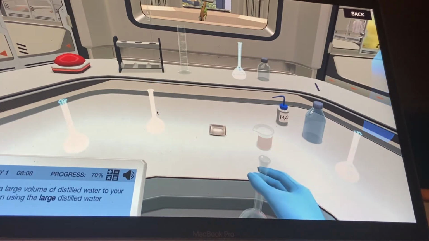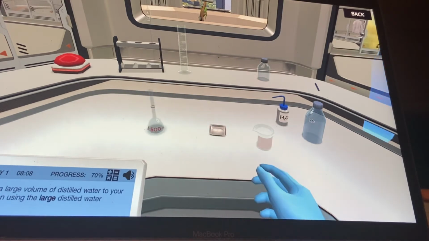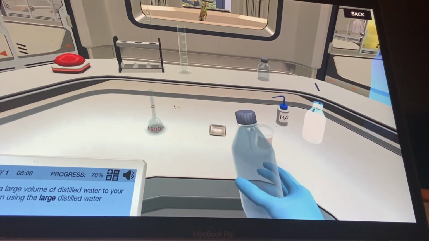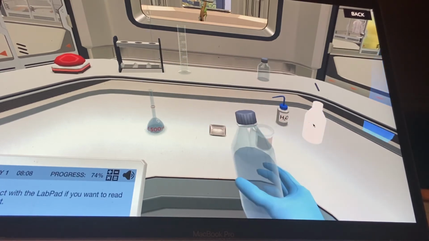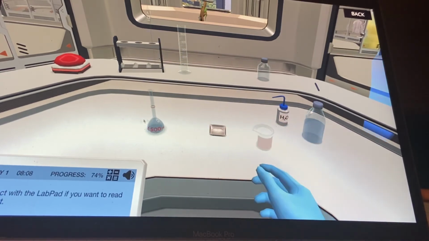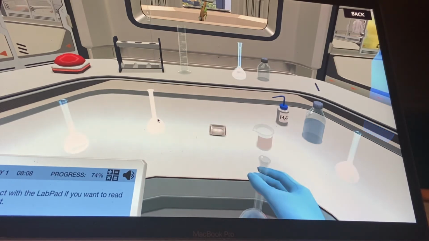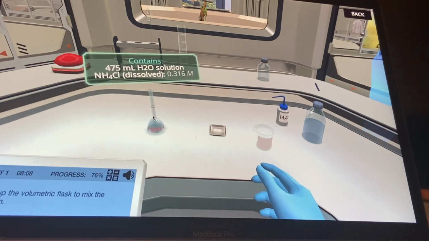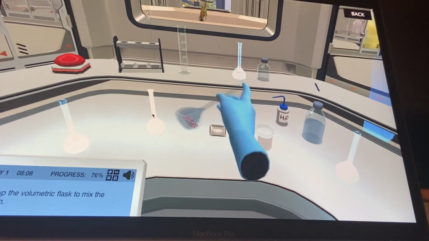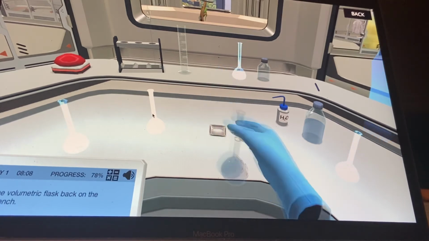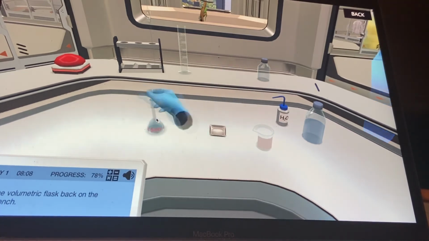Add a large volume of distilled water to your solution using the large distilled water bottle. Well done. Adding anything to a volumetric flask can sometimes be difficult, because its neck is so narrow. In real life, you always have the option to use a clean funnel. Pick up the volumetric flask to mix the solution. Put the volumetric flask back on the workbench.